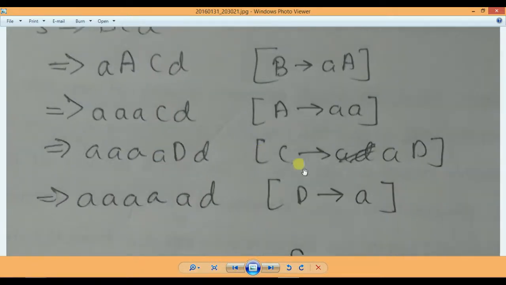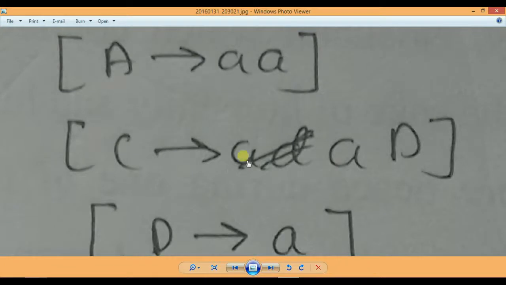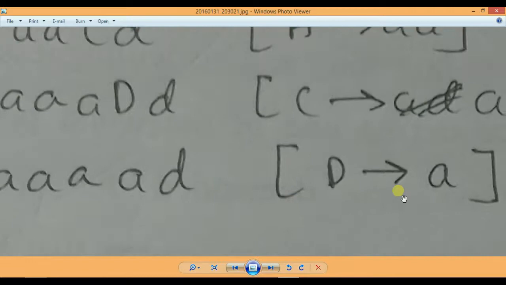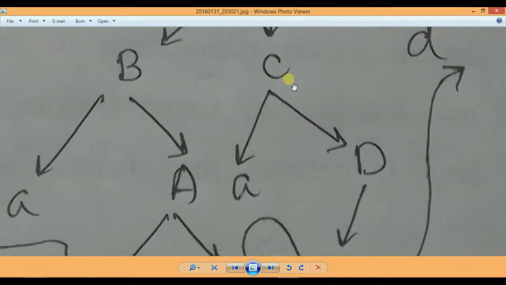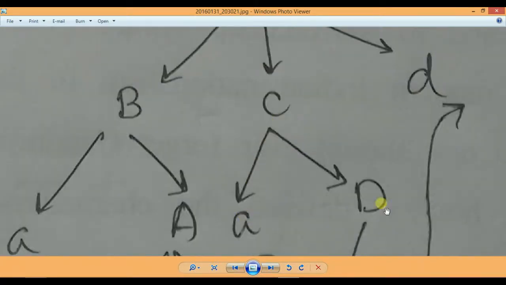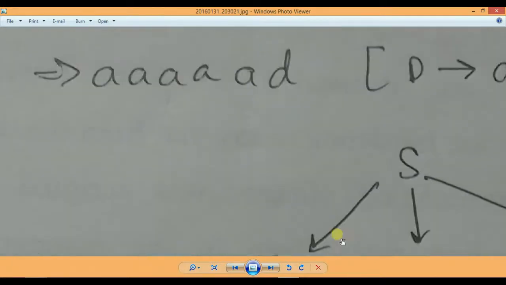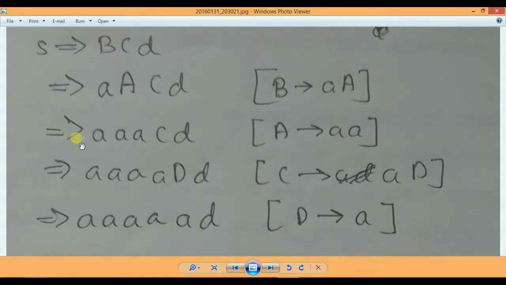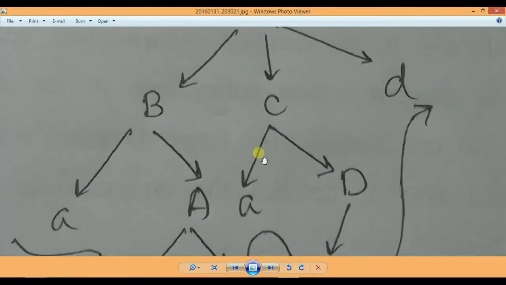After that, C splits into small a and capital D. We use this production rule here. So C splits into small a and capital D, and the same with the graph. C splits into small a and capital D. So as you can see here, we follow this procedure, this rule of how we reached this string from the initial starting symbol. We follow this and we apply it on the graph.